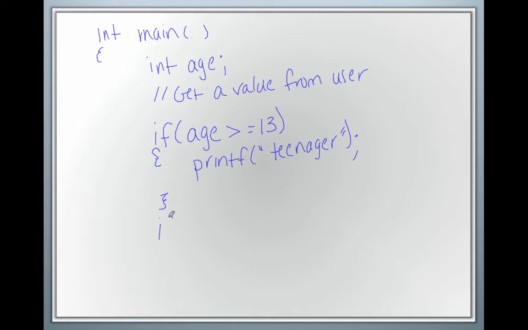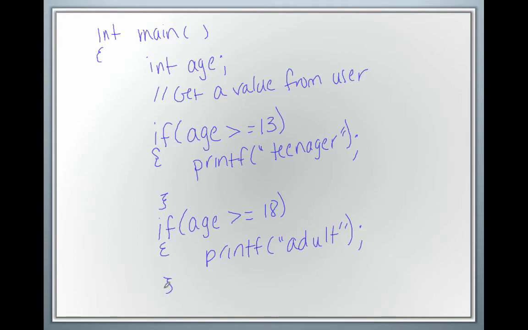I could also say if age is greater than or equal to 18, I could do printf adult. Now, it's not even possible to list all the combinations that you can do with conditions. The best way to do it is to think about what you want to do, and then using the tools from the language, you try to solve the problem the best way that you can.